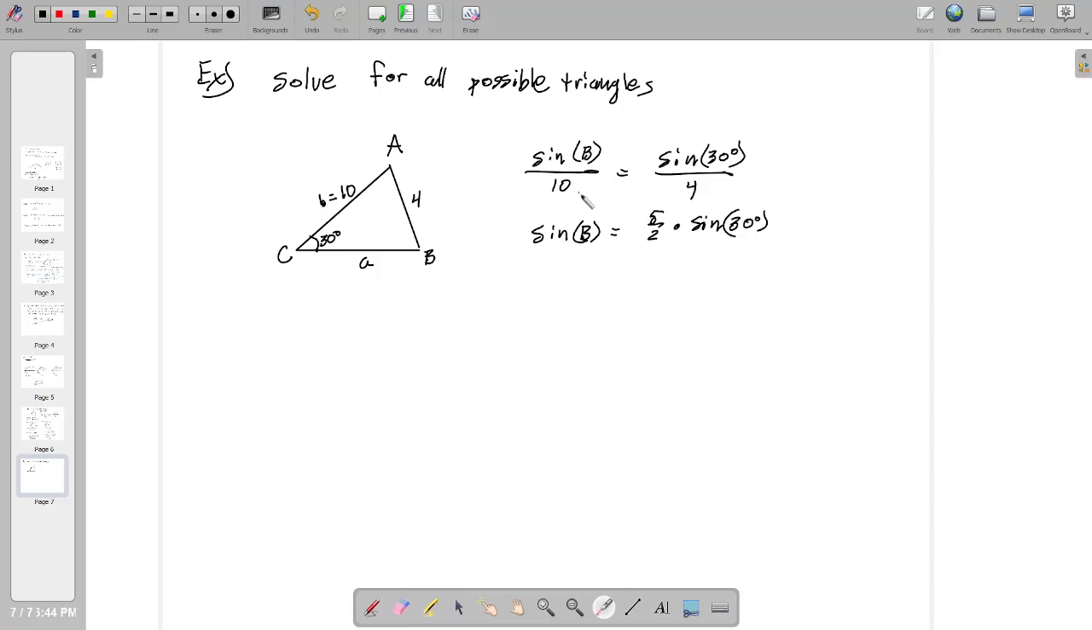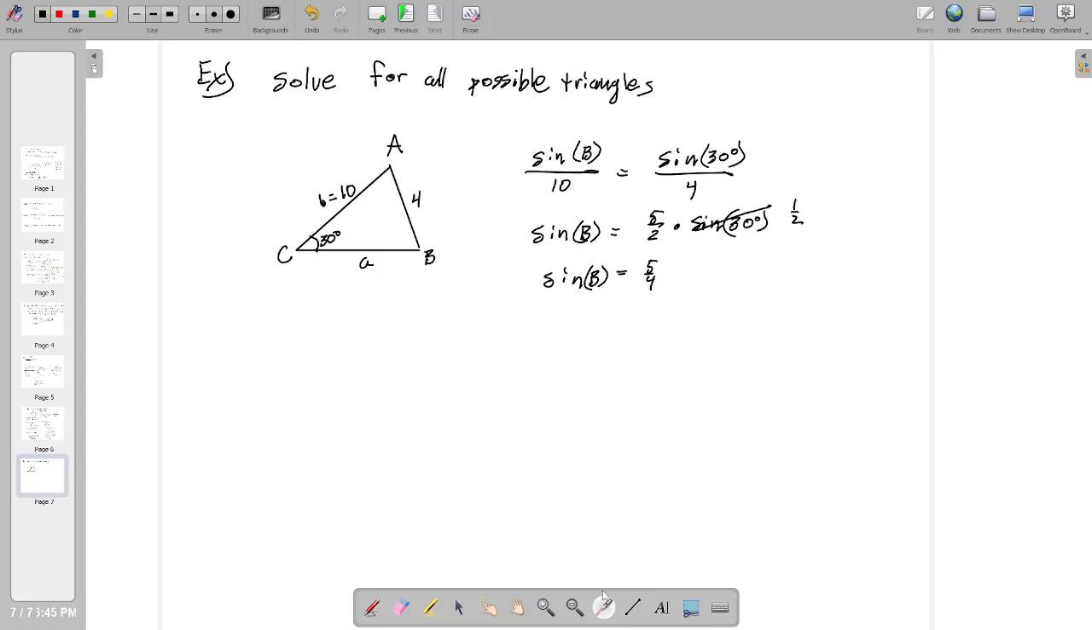And I say 5 over 2 because I reduced. We would have a 10 divided by 4, but they are both divisible by 2. So we have 5 over 2. Now sine of 30 is exactly 1/2. So we have 5 over 4 is equal to sine of B.